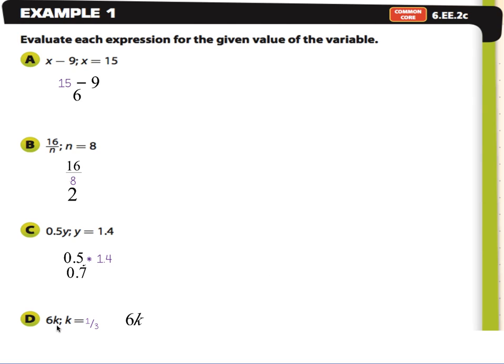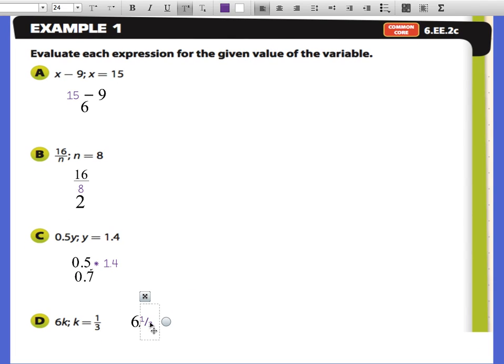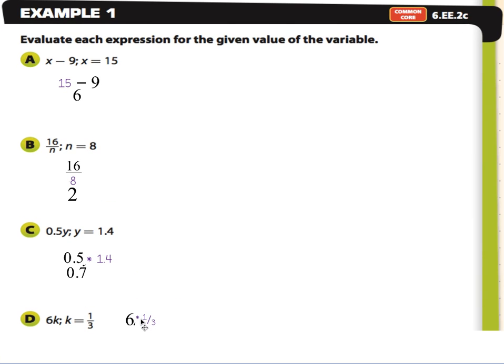Here we have 6 times k. So even though the 6 and the k are connected, this doesn't become 61 divided by 3. This becomes 6 times 1/3. So 6 times 1/3. And when you do 6 times 1/3, you get 2.